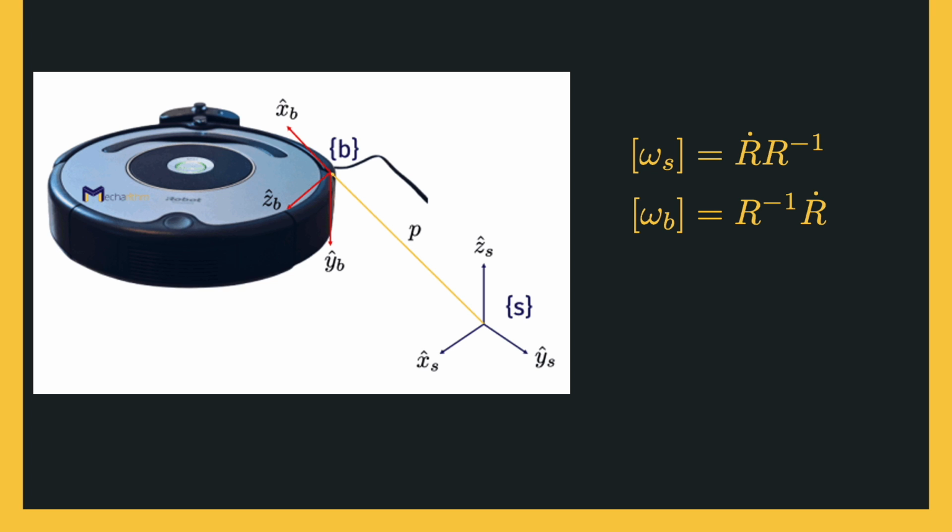Also note that fixed frame angular velocity, or omega S, is not dependent on the choice of the body frame, and the body frame angular velocity, or omega B, is not dependent on the choice of the fixed frame. This is because although R and R dot are individually dependent on both the space frame and the body frame, the product R dot R transpose is independent of the B frame, and the product R transpose R dot is independent of the S frame.